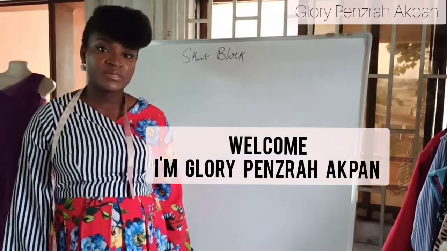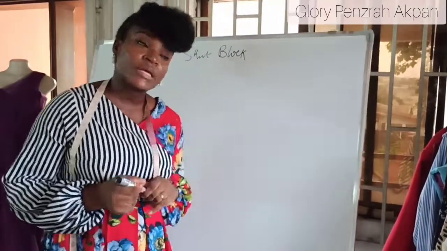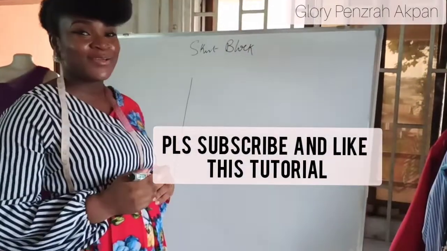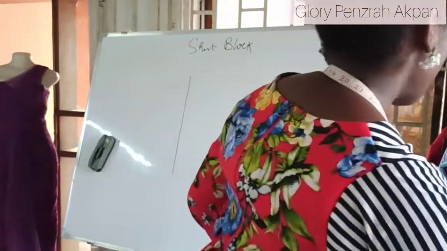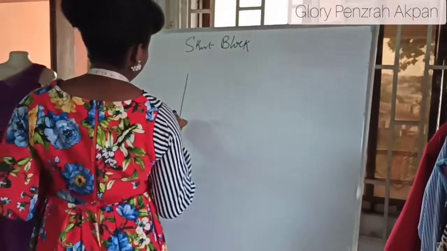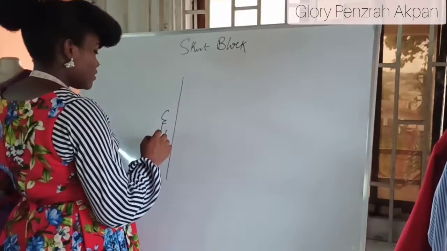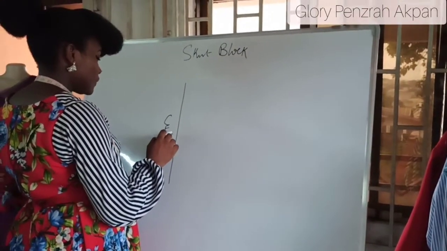to be drafting our basic skirt block. So once again, we'll rule a straight line. Don't get tired of ruling straight lines. We'll call that line our center front line. And the center front will be placed on fold.